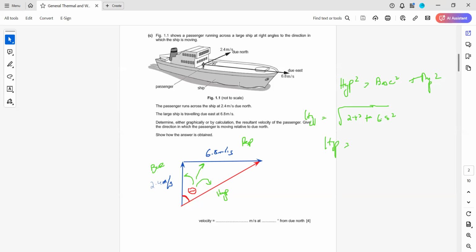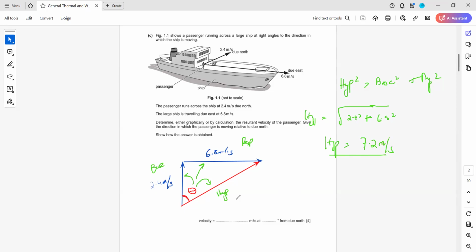What's the answer for this? When you take the root of the sum of 2.4 squared plus 6.8 squared, it comes to 7.2. So this will be 7.2 meter per second.